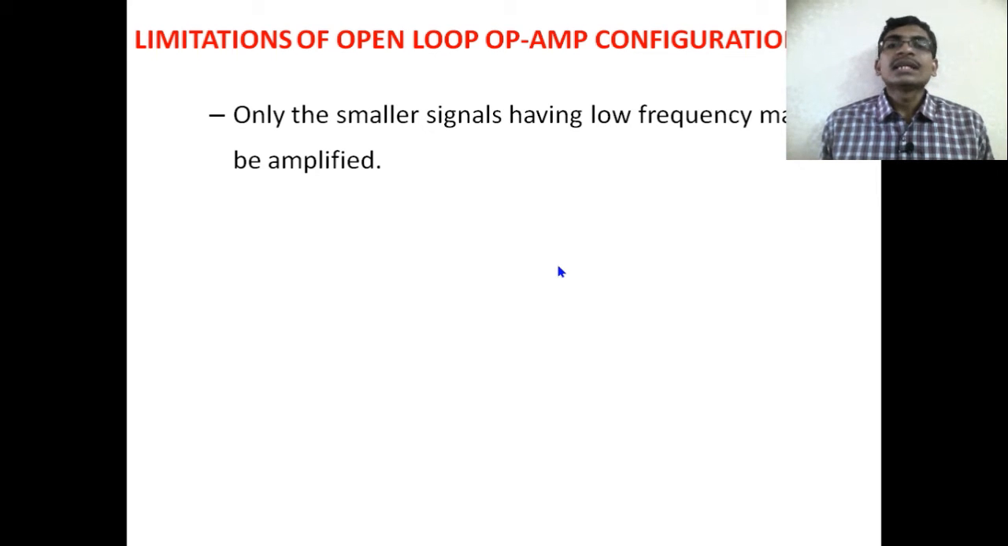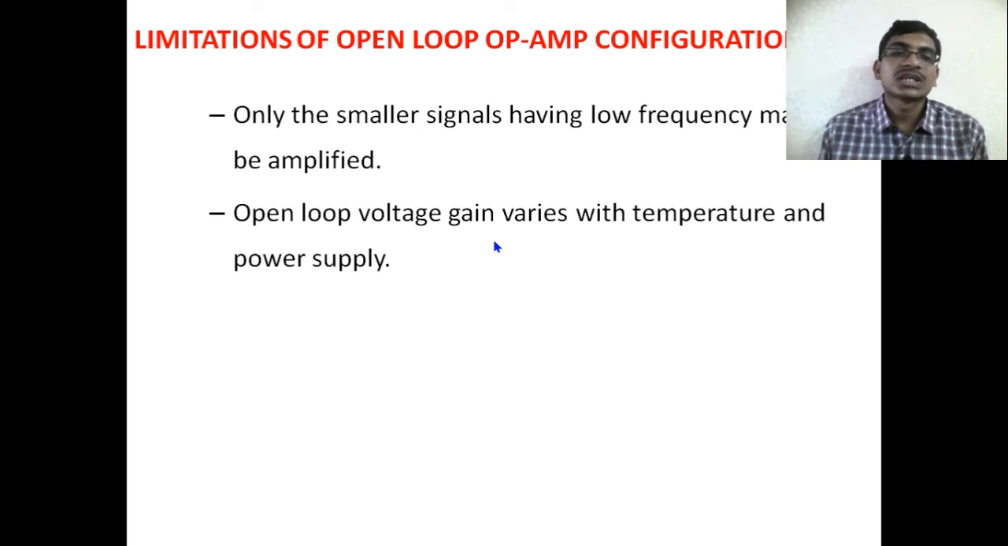Only smaller signals having low frequency may be amplified. So if you use the open loop op amp configuration, only smaller signals having low frequency may be amplified. That is one of the problems of using the open loop configuration. The open loop gain varies with temperature and supply. The open loop gain is not a constant. It may vary with the temperature or with the supply voltages we are applying to the operational amplifier.